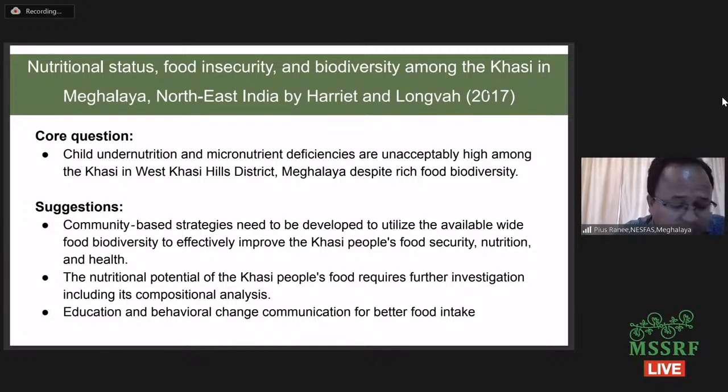Number one is that we need to develop community-based strategies so that we are able to utilize the local biodiversity that we have. The second is to look into the nutritional potential of the Khasi food system that we have here, especially the compositional analysis of the plants here. And then also to look into education and behavior change communication among the people here for better food intake.